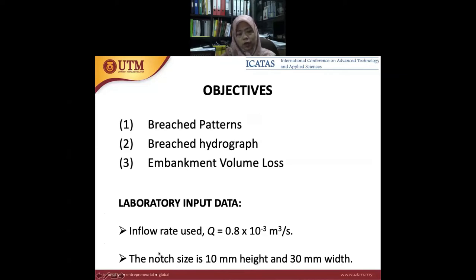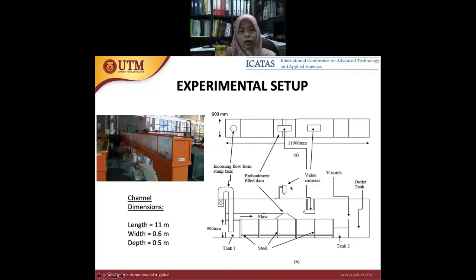The function of the notch here is actually to initiate, or trigger, the breach, so that we have very consistent breaching behavior.